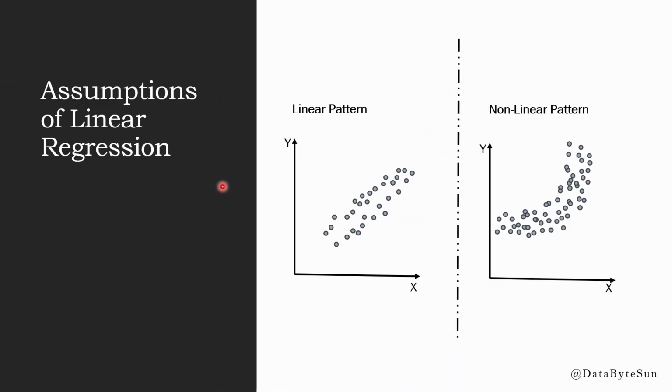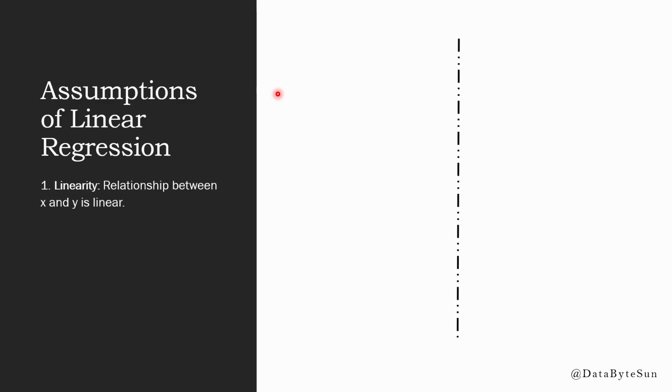The first assumption is linearity, which means that our independent and dependent variables should form a linear pattern. If you are seeing a nice straight line trend between x and y, we are on track. But if the data forms a curve or a non-linear pattern, linear regression won't work well, and we would need more advanced techniques to capture that non-linear relationship. Now let us look at the second assumption.